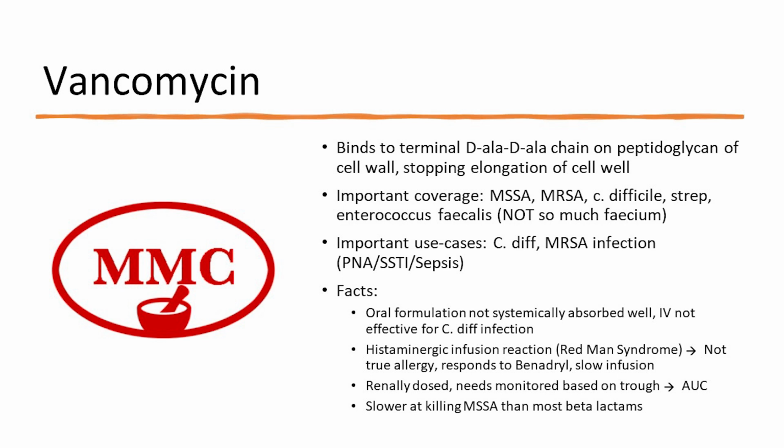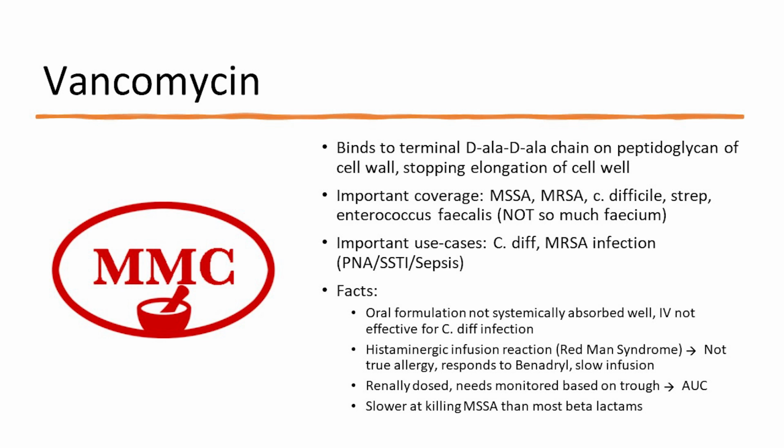So if you see someone lighting up red on a vanco infusion, don't come running at them with the epi and steroids. Just come running at them with the Benadryl unless their throat is swelling. So it's very responsive to Benadryl and antihistamines. So something to keep in mind. So vanco is also renally dosed, and it needs monitored based on trough. That's the old way. The new way is monitoring by AUC, so area under the curve. My institution still does trough monitoring, which I love because I don't have to put too much thought into it. As long as the trough's between 15 and 20, great, we're golden.